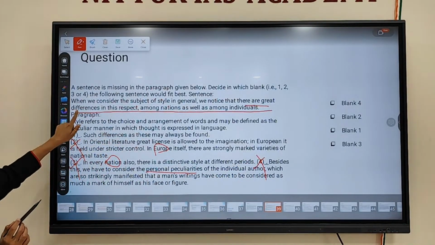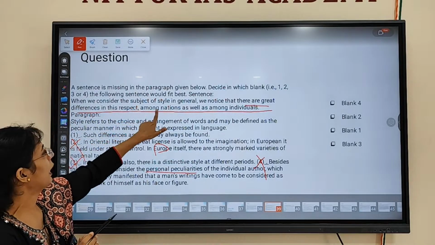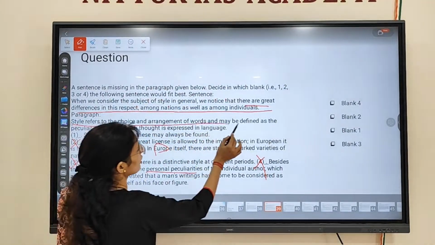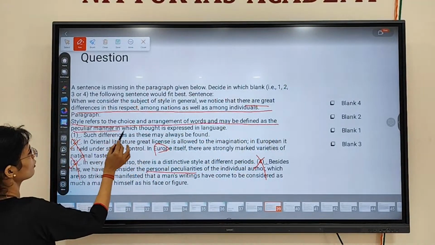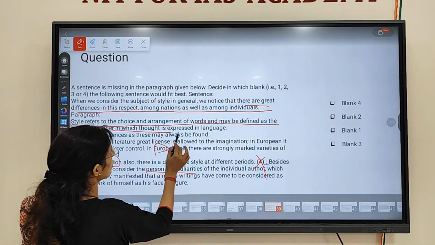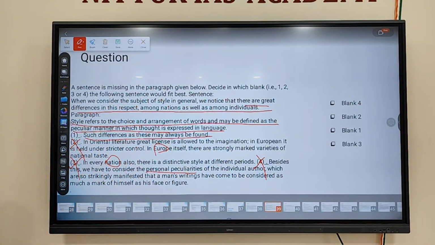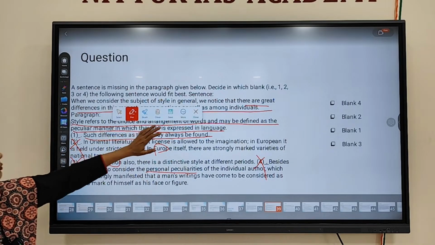If I read the sentence: differences with respect among nations as well as among individuals, style refers to the choice and arrangement of the word which may be defined as a particular manner in which thought is expressed in a language. Such differences as these may always be found. Correct? Yes or no? No.